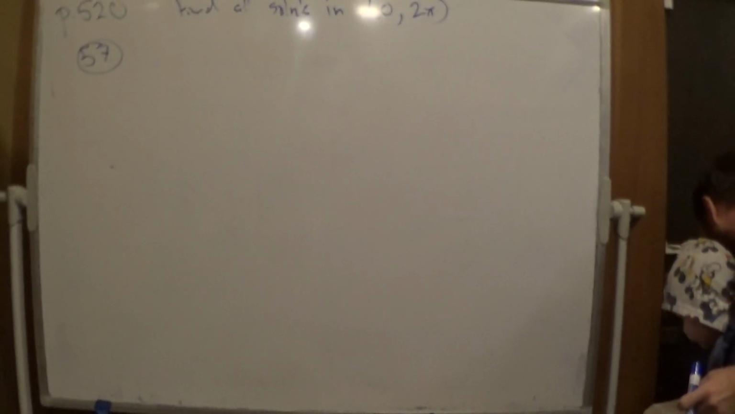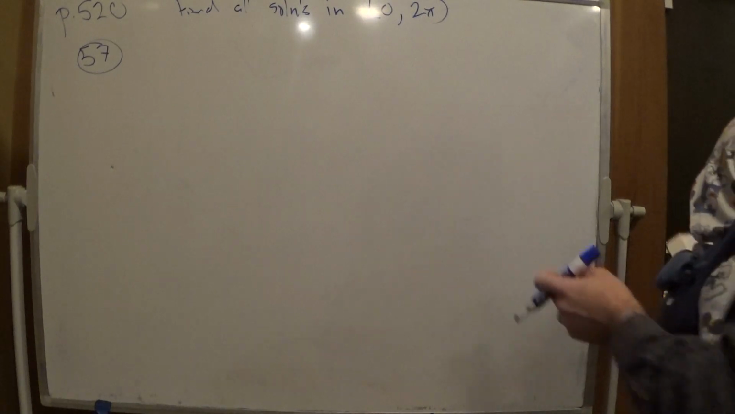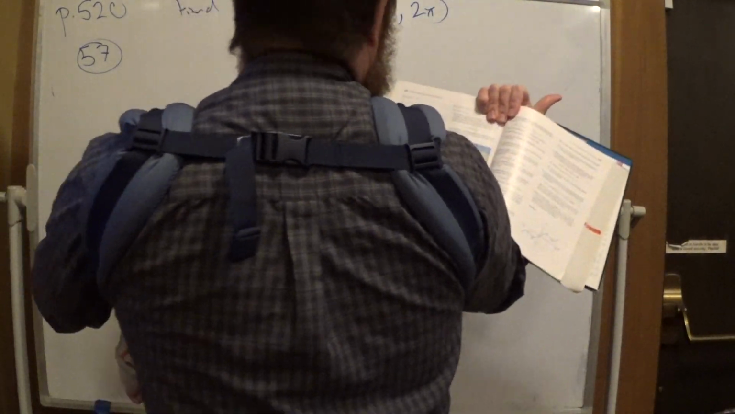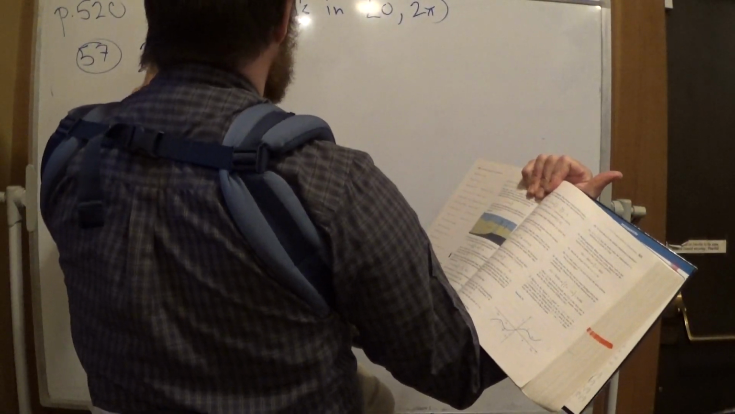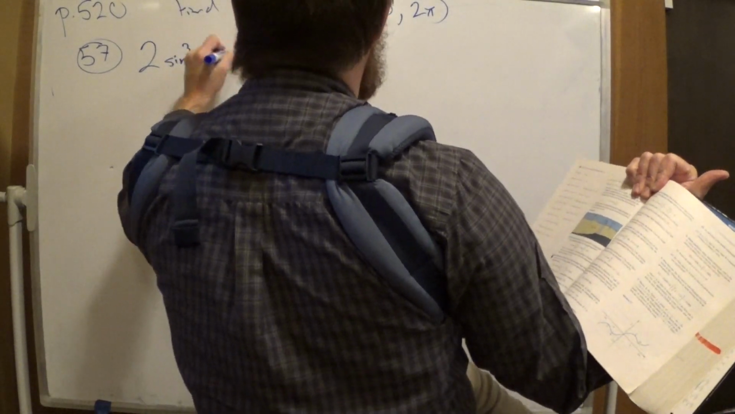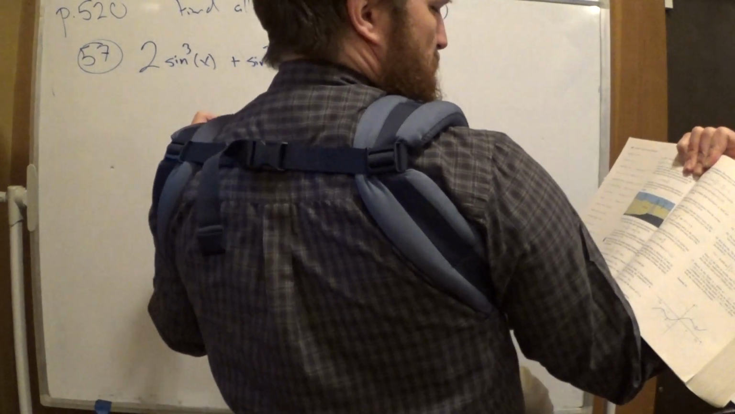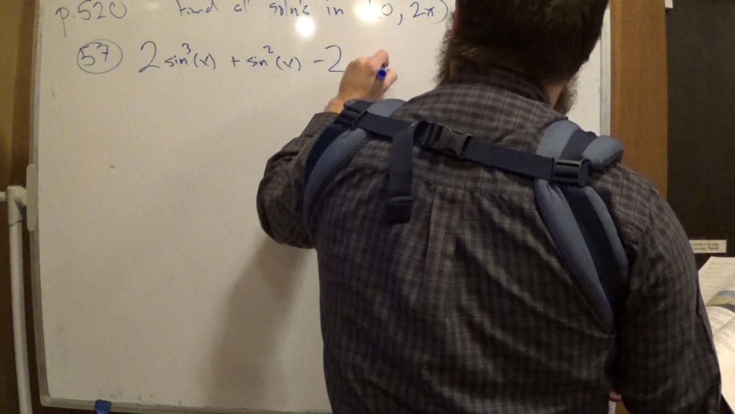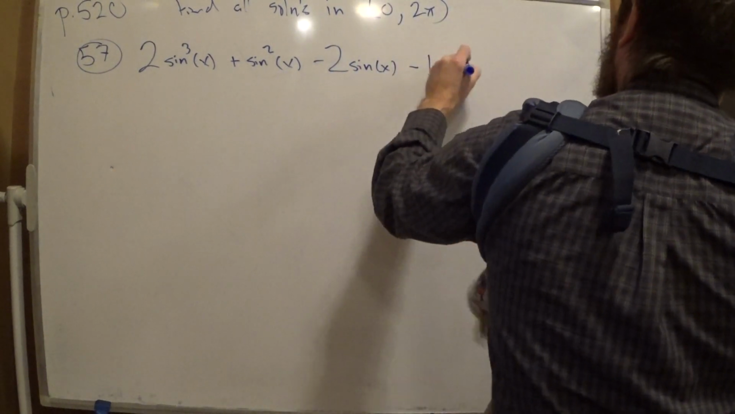57. Oh, yeah, that's terrible. So, let's see, what's even worse? So, yes, factoring by grouping. So we have 2 sine cubed x plus sine squared x minus 2 sine x, and yep, I'm seeing grouping going on right there, minus 1 equals 0.